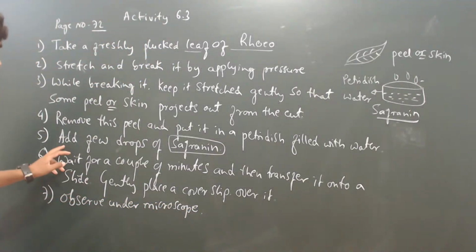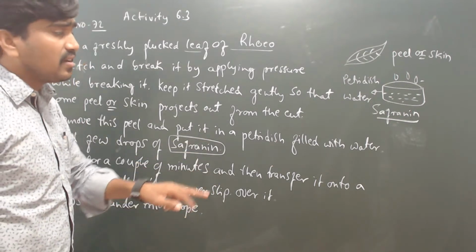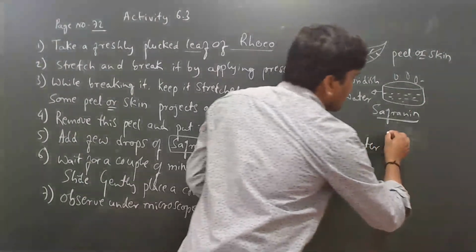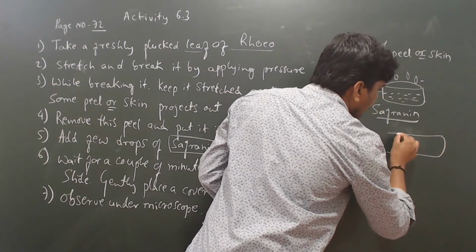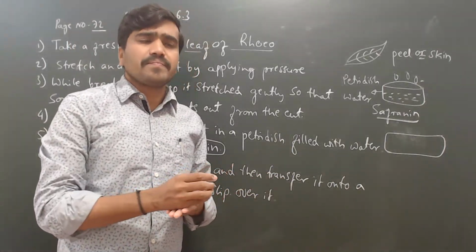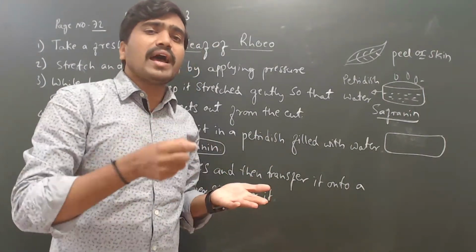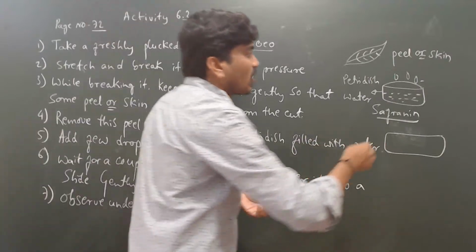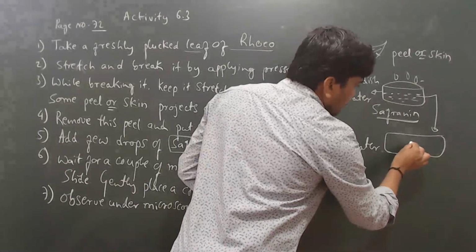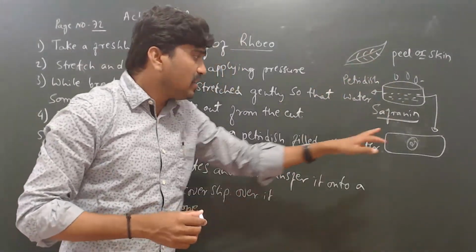Now, after that, wait for a couple of minutes and then transfer it onto a slide. Here we are using a slide, which we call a glass slide. Why? Because a glass slide is a piece of equipment on which we place a specimen, from this petri dish to the glass slide. In the middle of the glass slide we place this specimen.